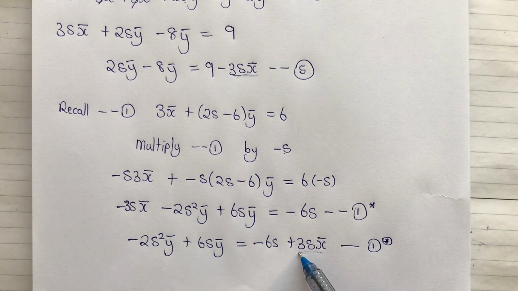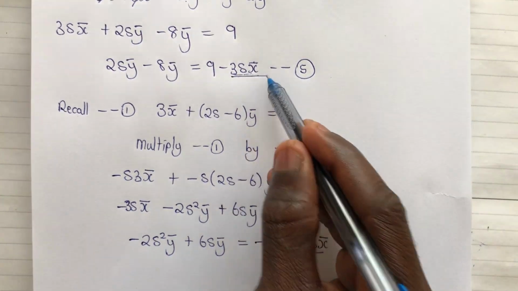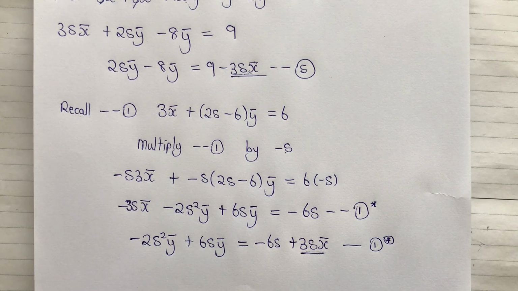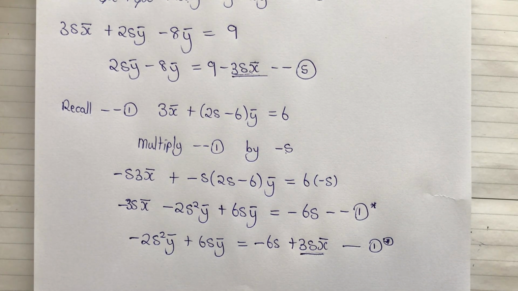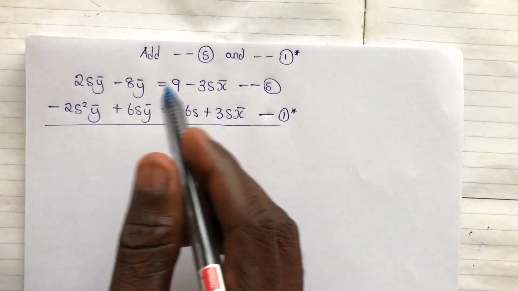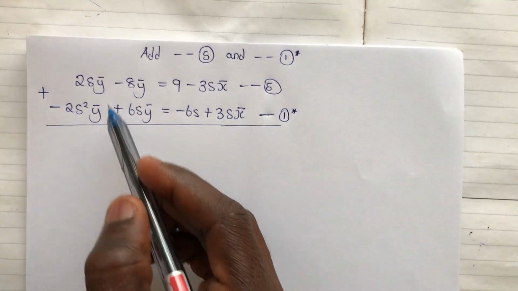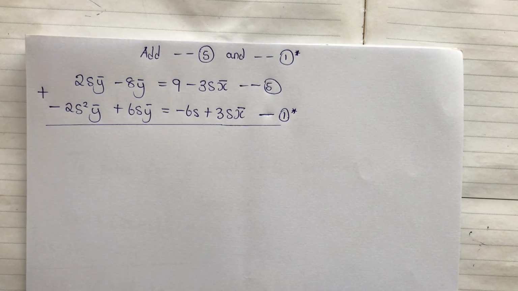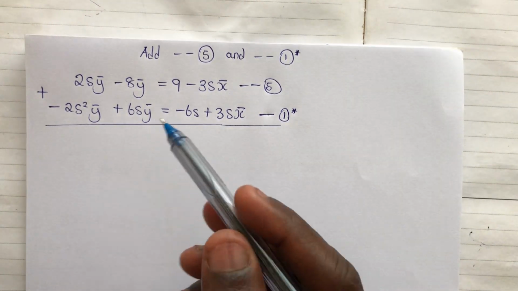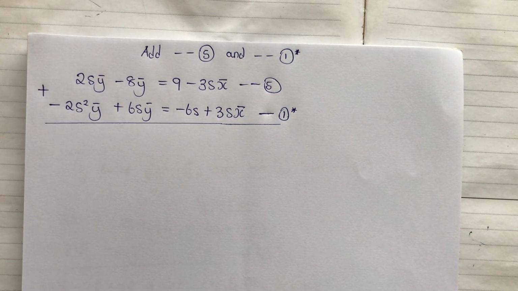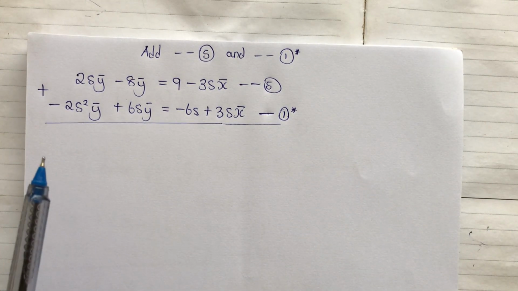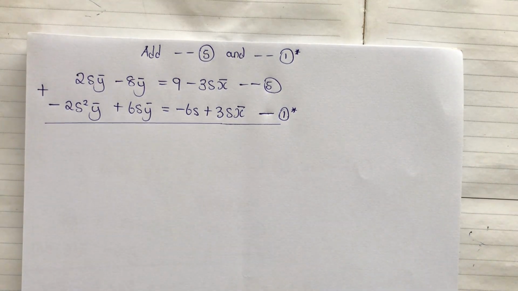So our aim is to eliminate this and this so that we can make y bar the subject. So let's do this on a fresh sheet. Now let's add both equation 5 and equation 1 star. So let me put my addition here. I'm adding both this and this. I think the way I've been adding it, I don't know if you guys are getting it, so this time I'm going to add it straight because I have a broadsheet.